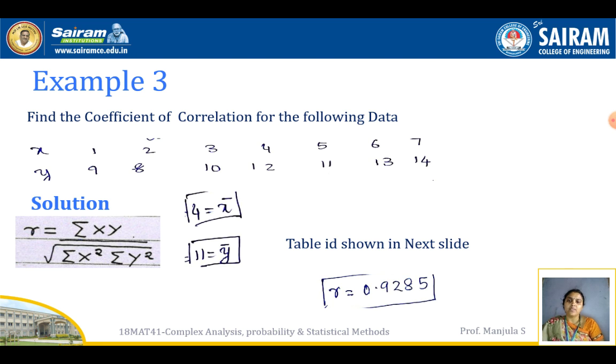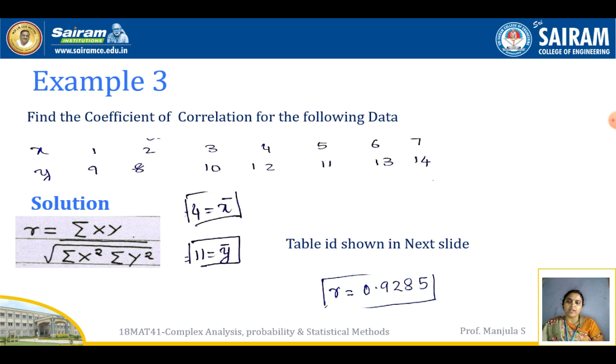They gave some data of X and Y. X is 1, 2, 3, 4, 5, 6, 7 and the corresponding Y values are 9, 8, 10, 12, 11, 13, 14. They asked us to find the value of R. To find R, first we should write the formula: summation of xy divided by square root of summation of x square into summation of y square.